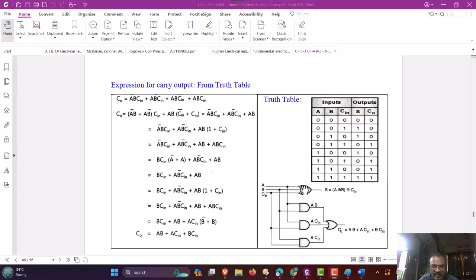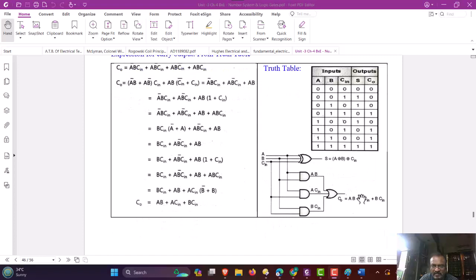Sum is A exclusive or B exclusive or C. And therefore take an exclusive OR gate with three inputs and connect all three inputs to it. At the output of this exclusive OR gate, you are getting the sum A exclusive or B exclusive or C.